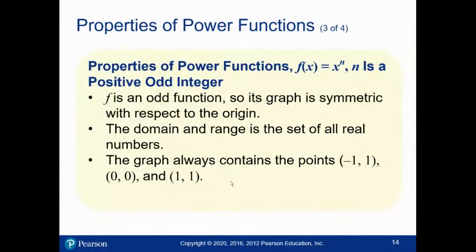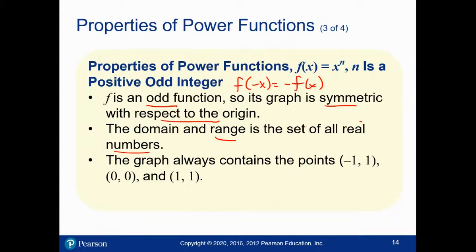Okay, but what if there's a positive odd integer? Now I have an odd function, and remember that means f of negative x is negative f of x. That is symmetry across the origin. The domain is still all real numbers, but now so is the range. Remember, for an even power, the range didn't have any negative numbers. I never got negative numbers out. But for an odd power, you do. You get positives and negatives.